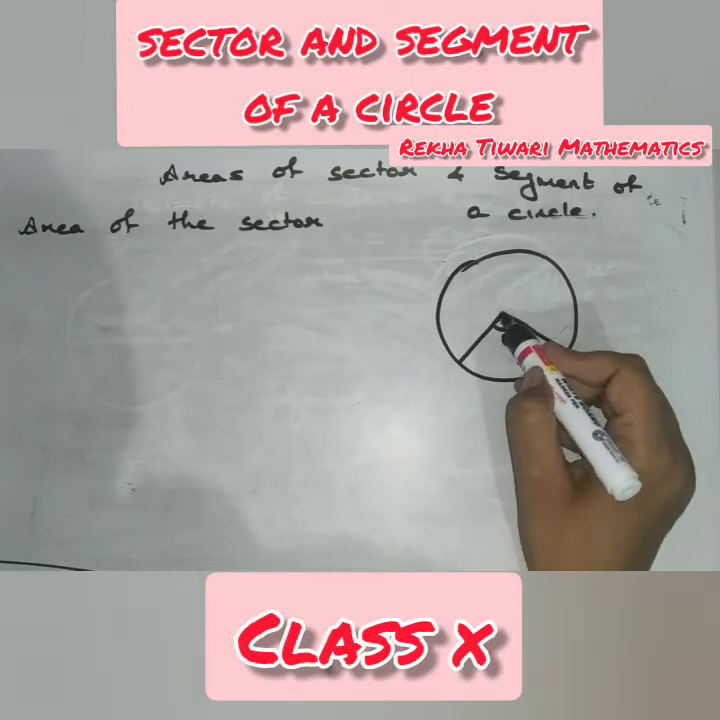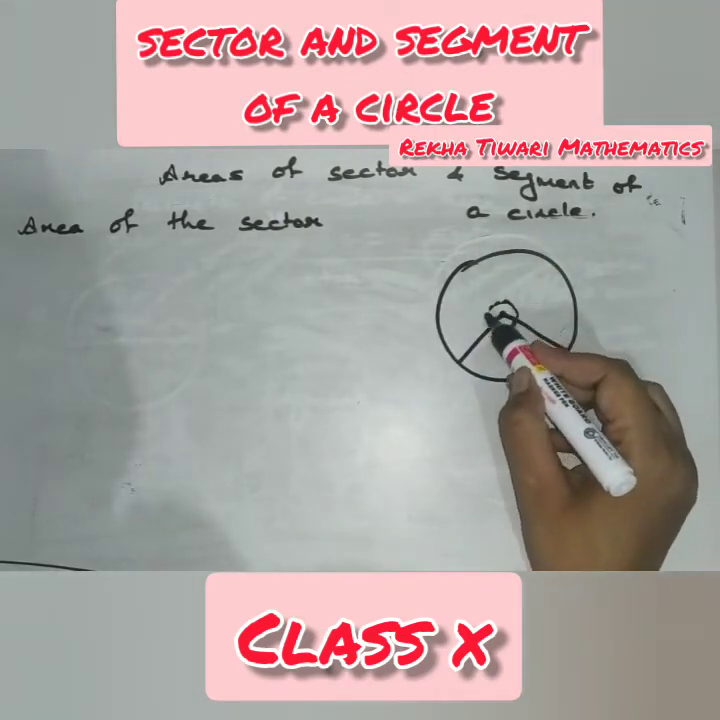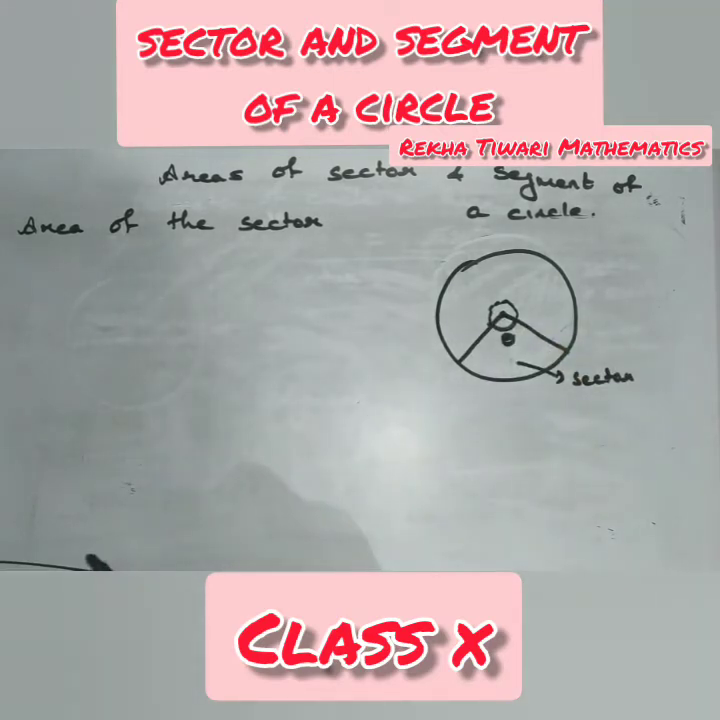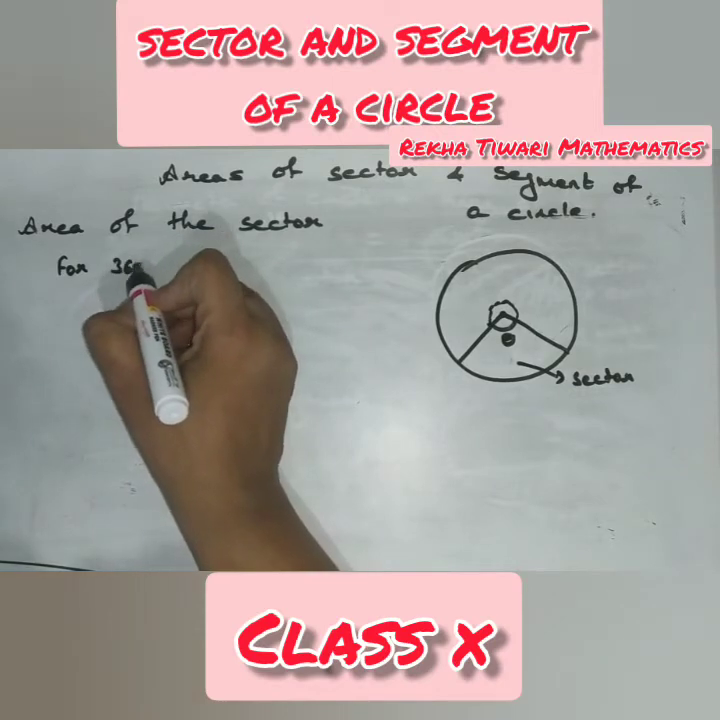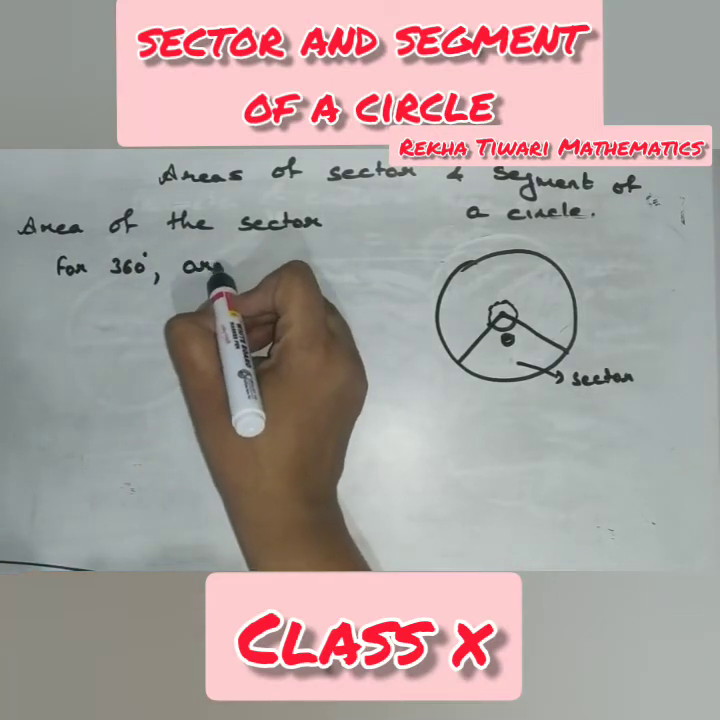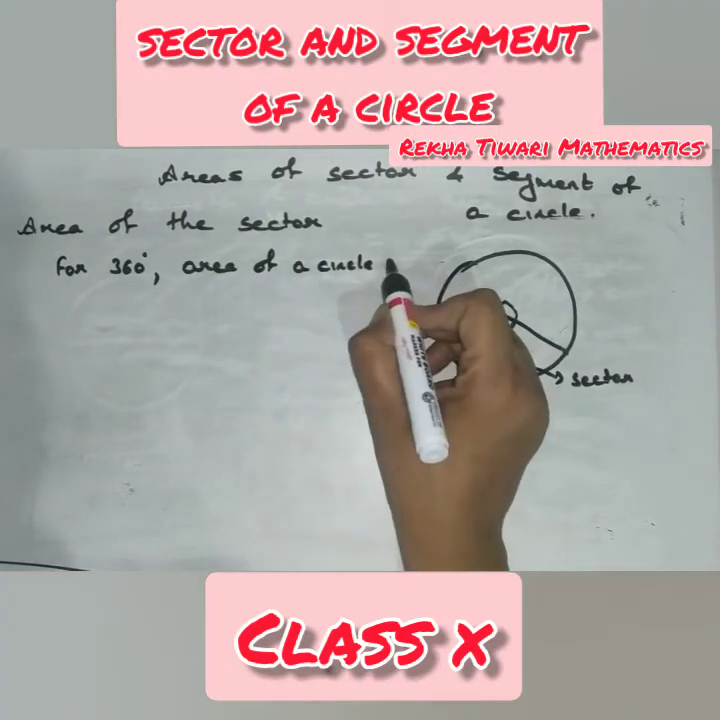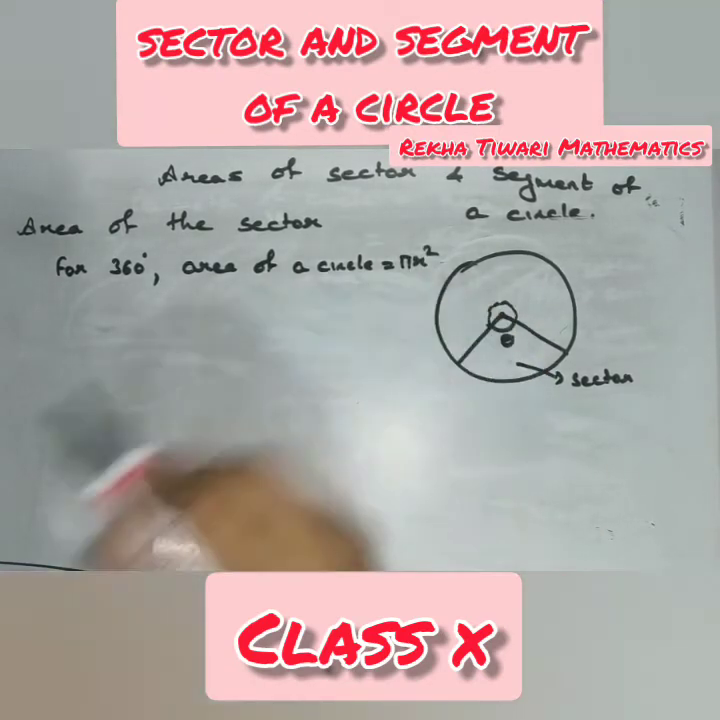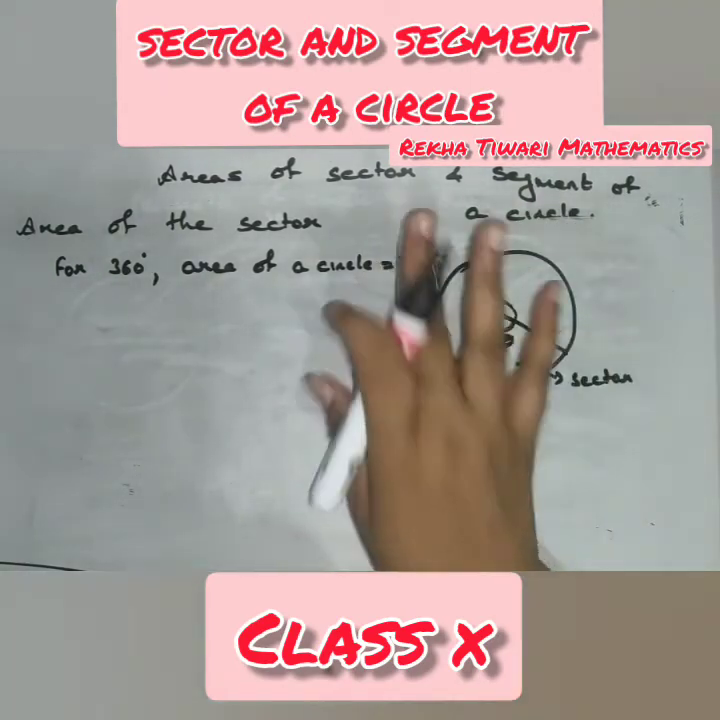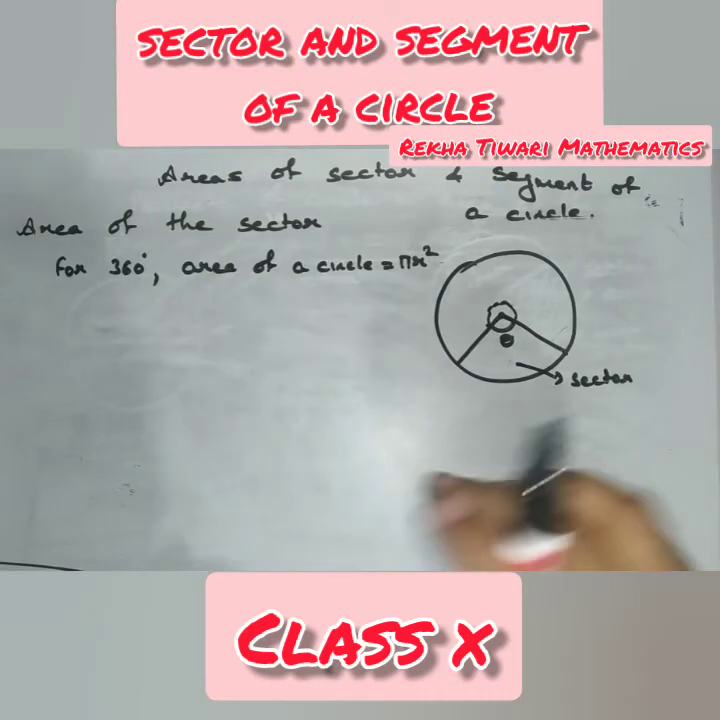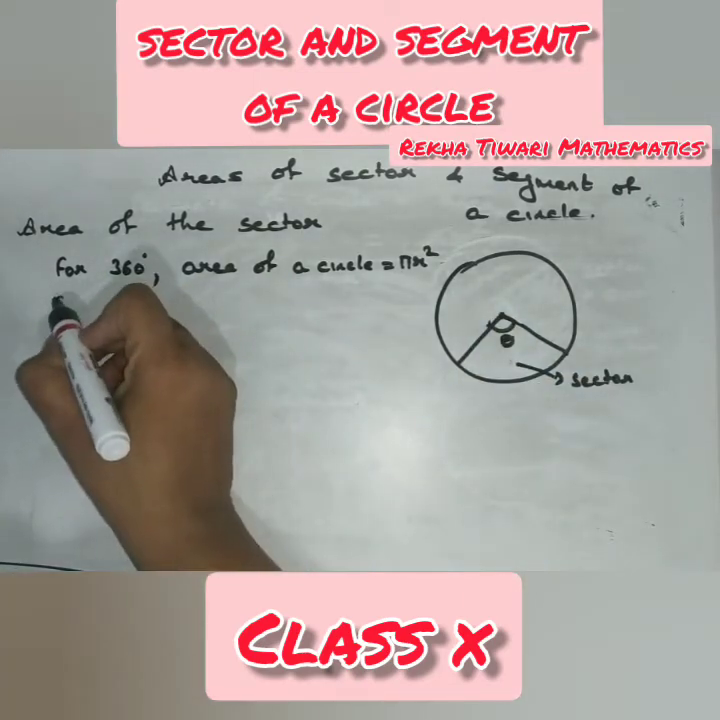Look here, for a circle, what is the complete angle? Complete angle is 360 degree. So for 360 degree, area of circle is equal to pi r square. You know this thing? If it is a complete circle, the formula is pi r square. But I have to find out only for the theta degree. Let us find out for 1 degree.